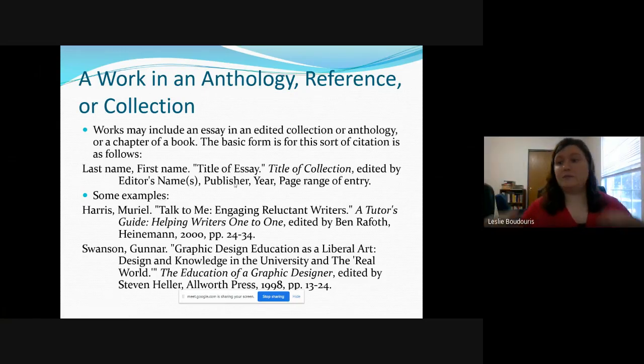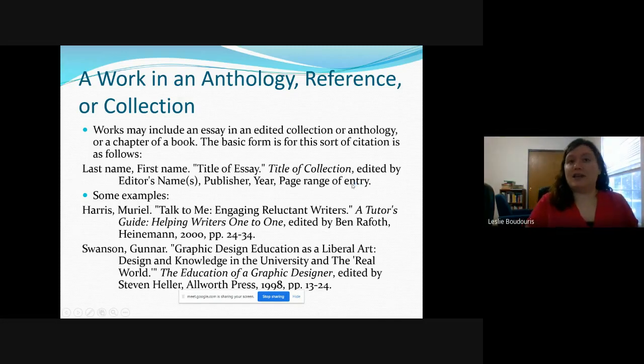So if you're looking at a news article, that would be New York Times or CNN or whatever you might be looking at. I think this would be Bedford St. Martin's. So it's the Bedford Guide, the year that it came out, and then the page range of the entry.